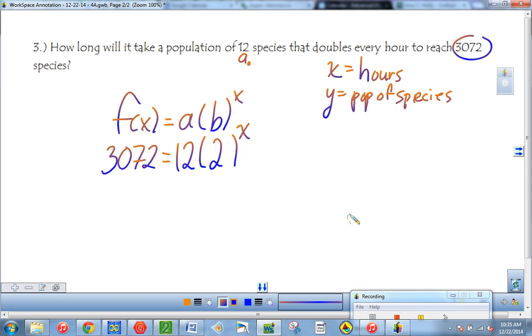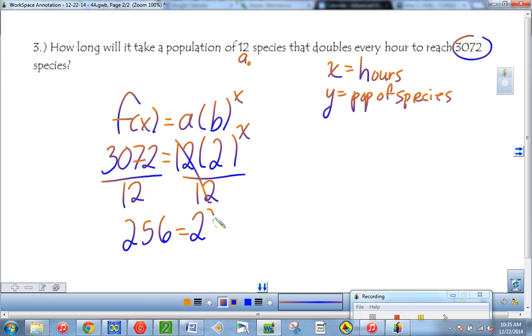So, can we solve this? Doesn't this just look like number 2? That's pretty similar to number 2. You divide by 12, perfect. Go ahead and divide by 12. 3072 divided by 12, what do you get? 256. 256 equals 2 to the x.